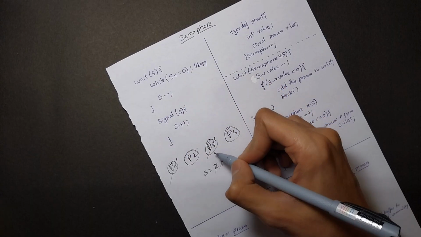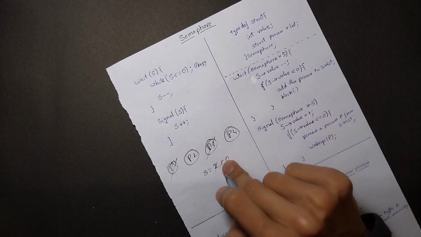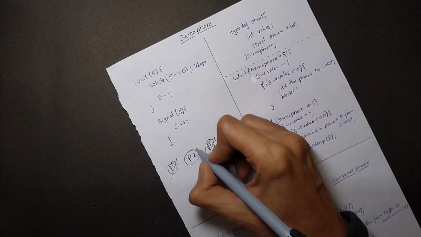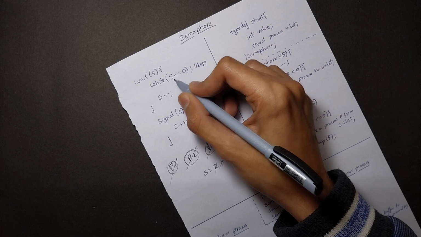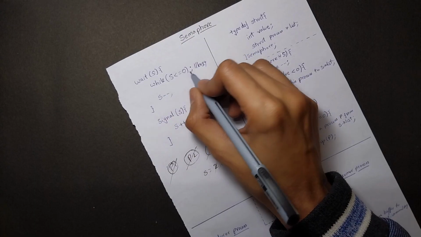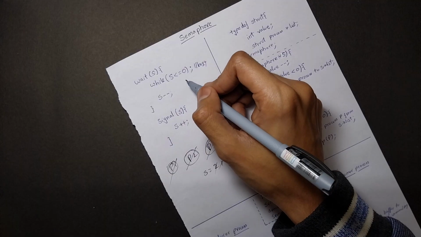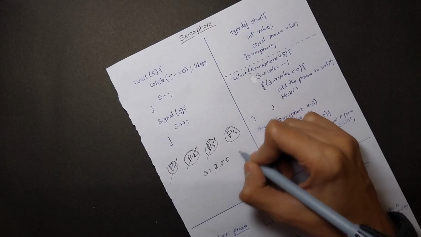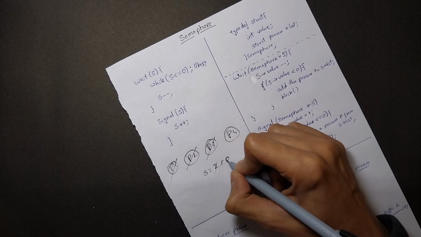When P3 requested, once again it checks whether 1 is less than or equal to 0. No. So once again it reduced to 0. When P2 requests, it will check whether s is less than or equal to 0. It is true. So what it does, you can see there is a semicolon, so it will keep on looping. It will keep on checking, and it will be in the waiting process. Whenever any other process comes, the s value will stay 0 only.